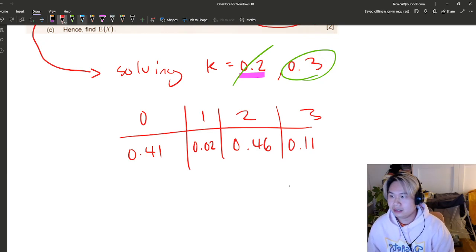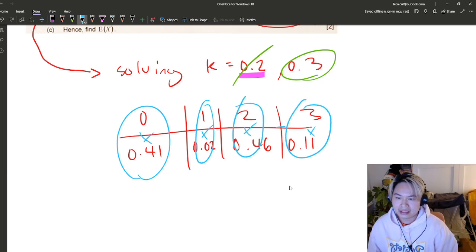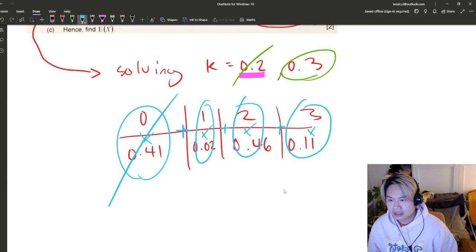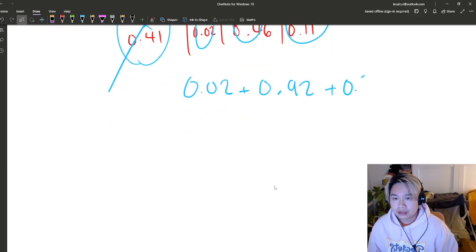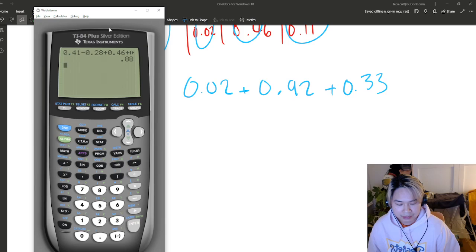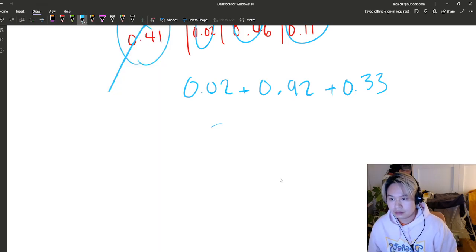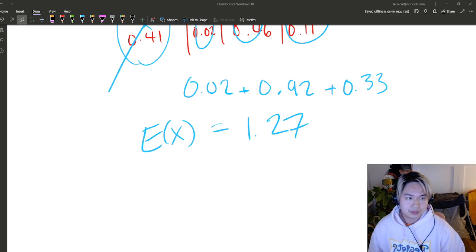Okay, and then to find the expected value, we are multiplying each thing together and then adding them up. So zeros don't matter. I got 0.02. I got 0.92 plus 0.33. Okay, and then this goes over 1, so I don't want to think about it. 0.02 plus 0.92 plus 0.33. 1.27? Sure. So far, not that bad.